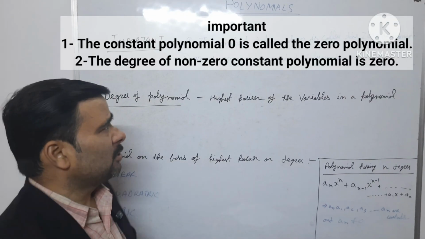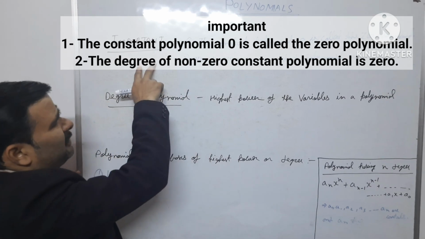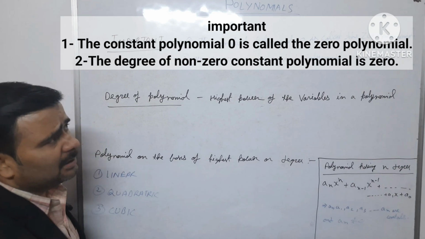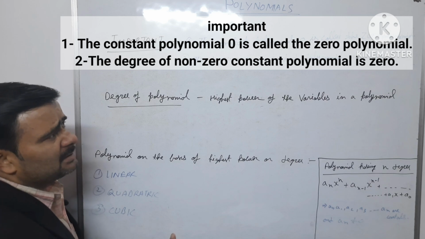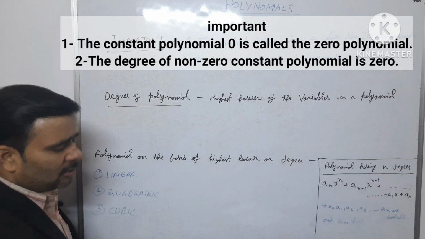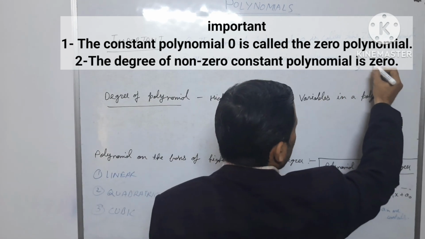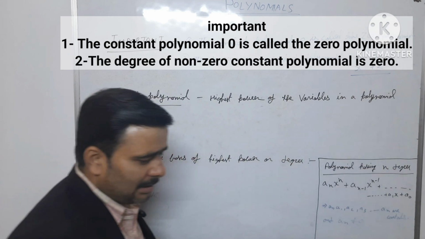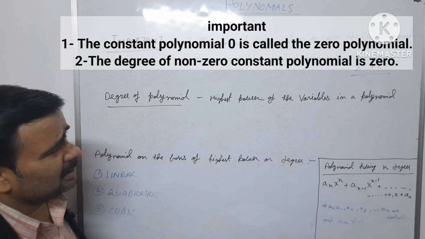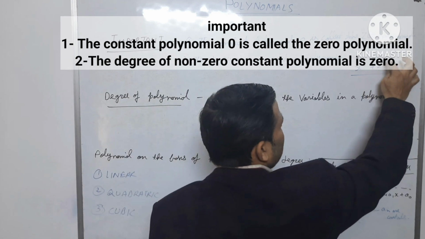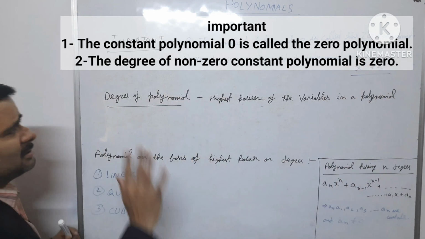Now, as I told you about constant polynomial, we have two important points. Note this down. First, the constant polynomial 0 is called the zero polynomial, and the degree of a non-zero constant polynomial is 0. Suppose we have a term like x squared plus 2. Here the degree of 2 is 0. The degree of 2 means the maximum power of 2 is 0. That's why the degree of a constant polynomial is 0.